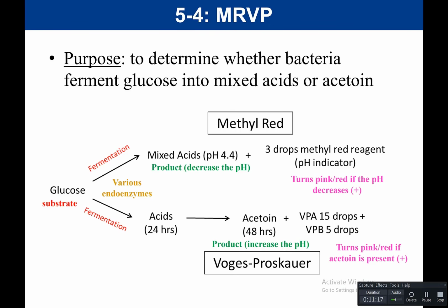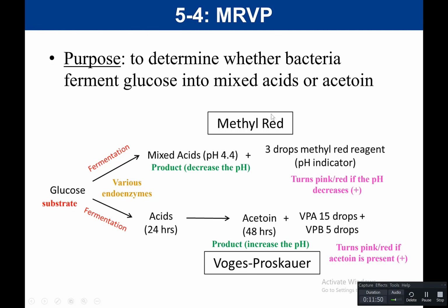So for your methyl red and your Voges Proskauer, you have 2 separate biochemical sheets for this. They do have the same purpose. So the purpose is to determine whether bacteria can ferment glucose into mixed acids or acetoin. So we're looking at what type of metabolism they do. In this test, our glucose is our substrate. So our enzymes are going to be various endoenzymes.